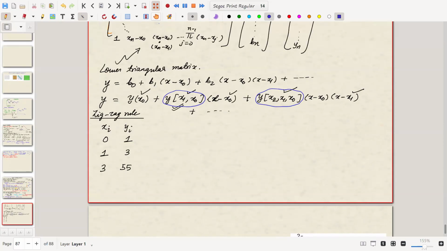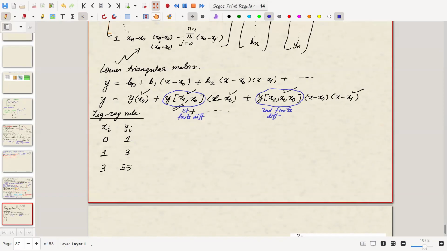So you have to find y of x1, x0. First finite difference you have to find. This is the first finite difference, right? And this is the second finite difference. So you have to compute these finite differences. How you can compute it? What is y x1 minus x0? y of x1 minus y of x0 divided by x1 minus x0.